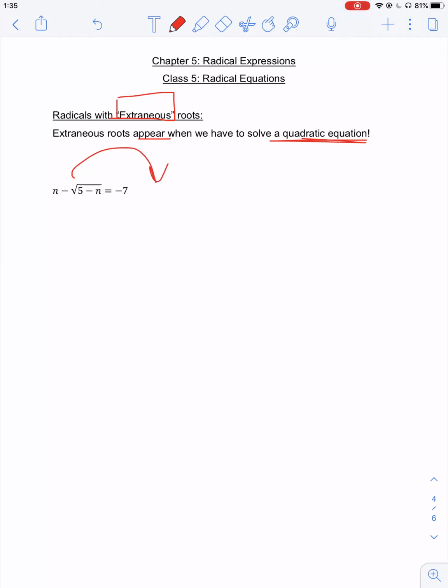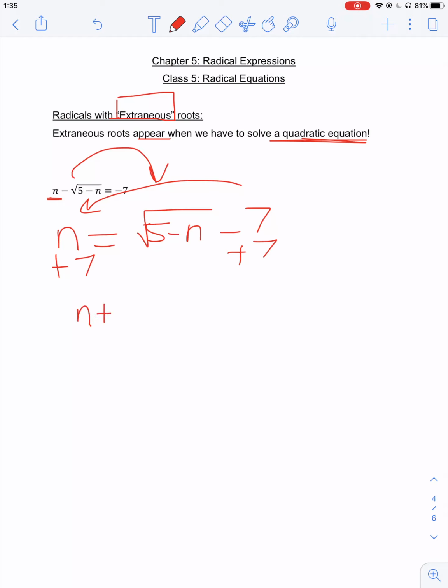So this becomes n, still stays here, right? So this is just n. And then when you move the radical over, this minus sign will turn into a positive, right? So it's just going to be 5 minus n, square root of 5 minus n, minus 7. And then you can move the minus 7 over, okay? So you can move it over, change the sign, or you could add 7, however you want to do it, it doesn't matter. So this gives you n plus 7 is equal to the square root of 5 minus n.